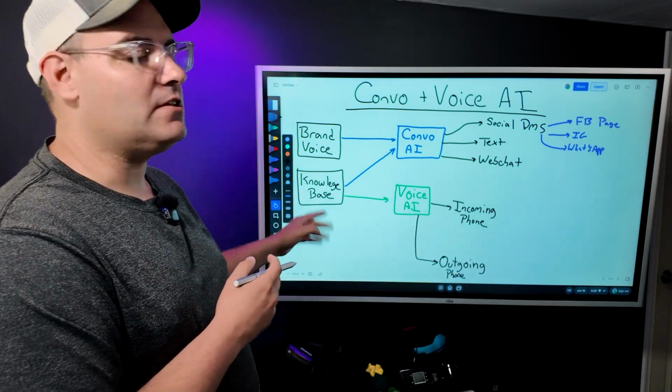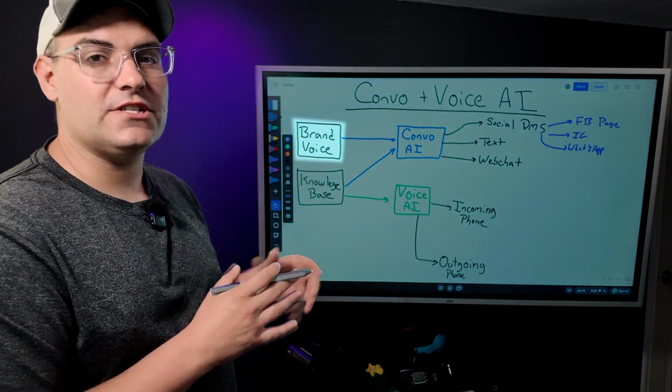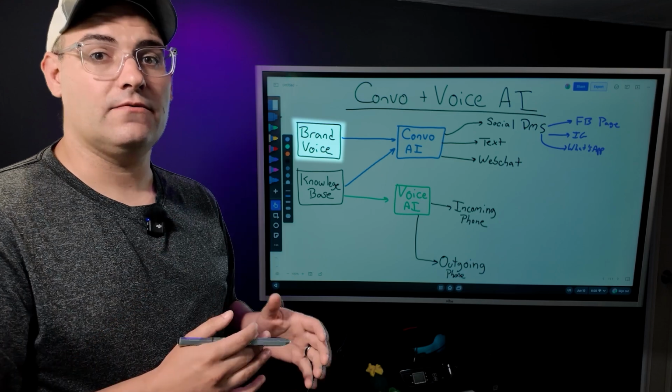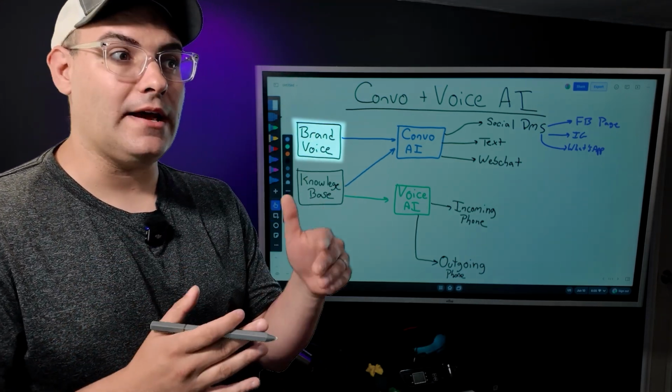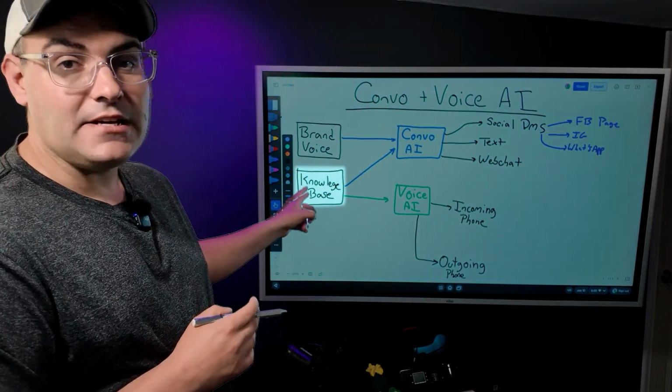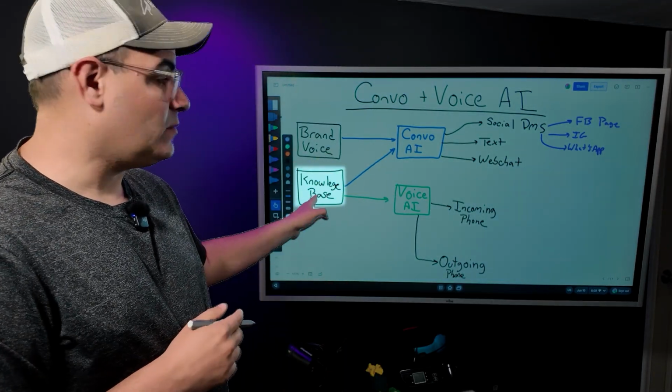Now, starting here on the far left of the board, we've actually got our brand voice, which is something that we've already done, right? We did our content AI. We found that inside of the brand board section. Now, knowledge base is a new one. Once we hop back into HighLevel, I'll show you what the knowledge base is.